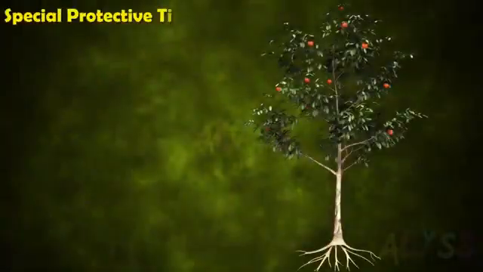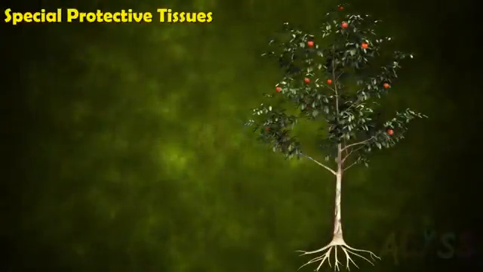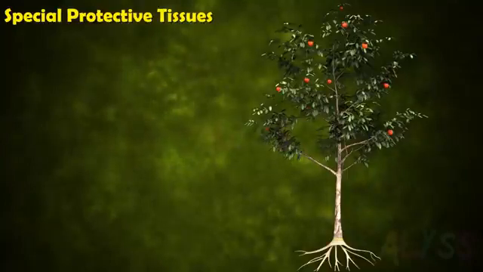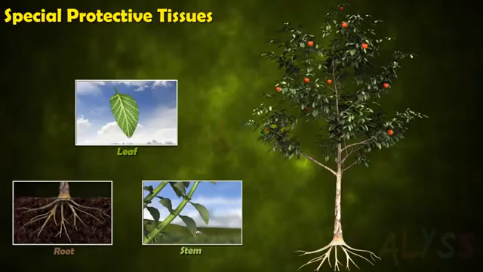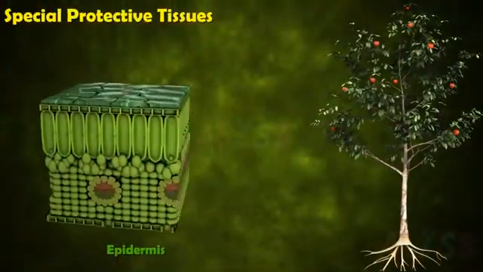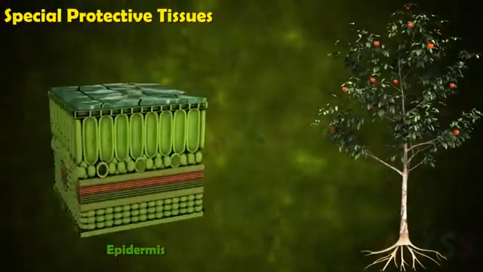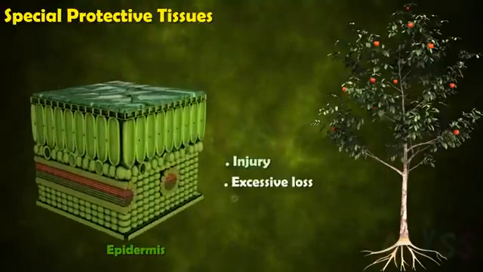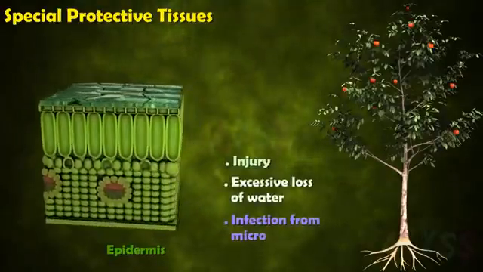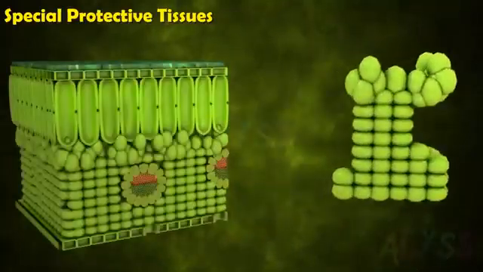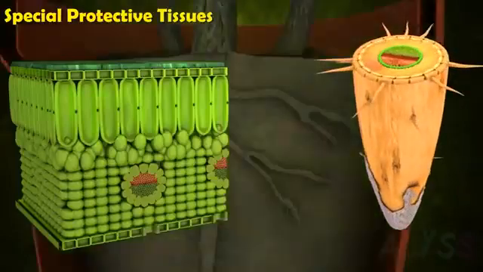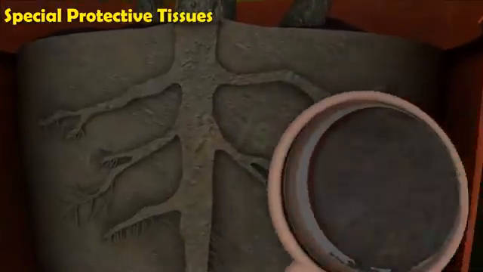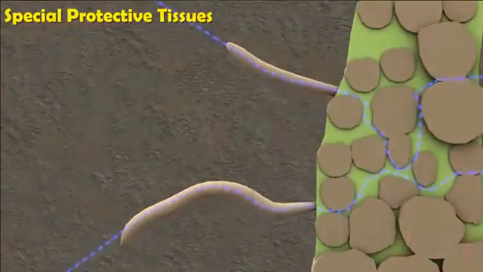There are special protective tissues also present in plants. That is, the outer covering of the roots, stem, and leaves, called the epidermis. Epidermis protects the inner parts from injury, excessive loss of water, and infection from microbes. Some epidermis cells get modified into root hairs in the roots to absorb water and minerals. Root hairs are so tiny that they are able to reach between the soil particles.